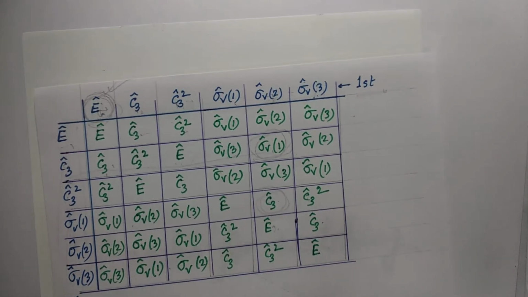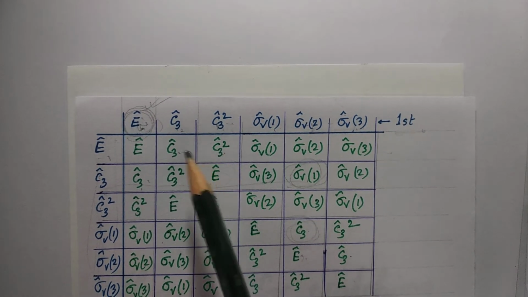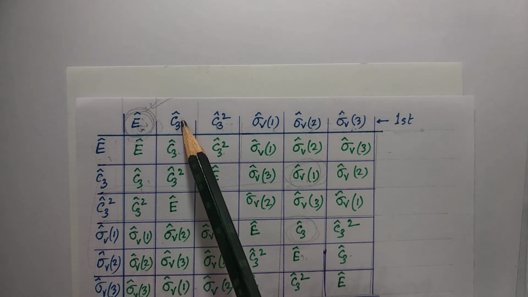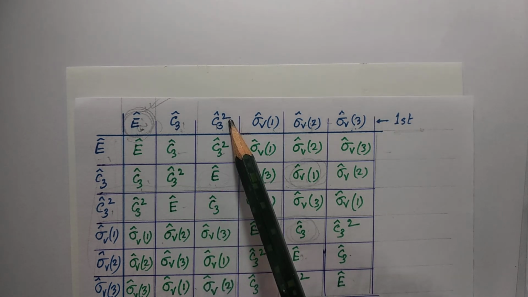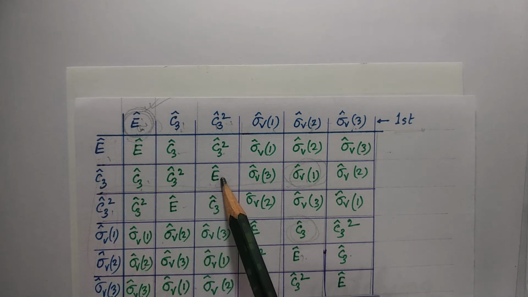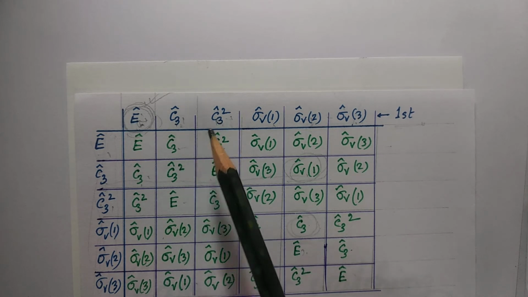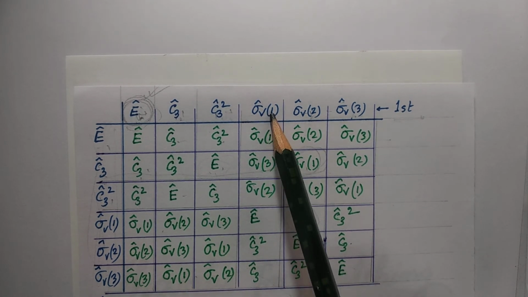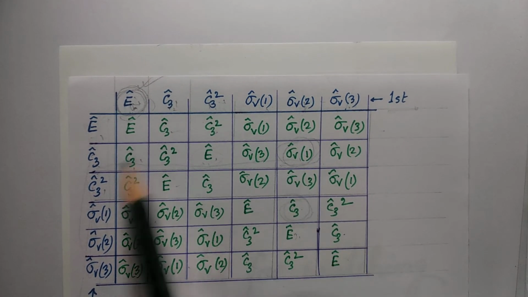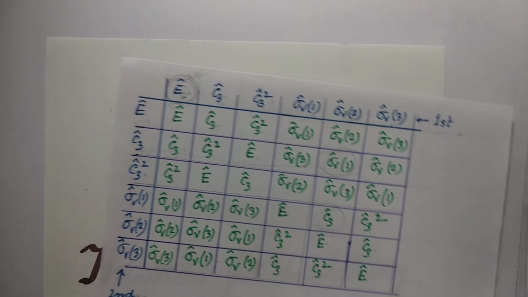The next is the existence of a unique inverse. For example, C3 multiplied by C3 square gives you identity. The reverse, C3 square multiplied by C3, also gives identity. So C3 is the inverse of C3 square, and C3 square is the inverse of C3. Similarly, every element has its own inverse in this set. This is the third interesting property of the set S.